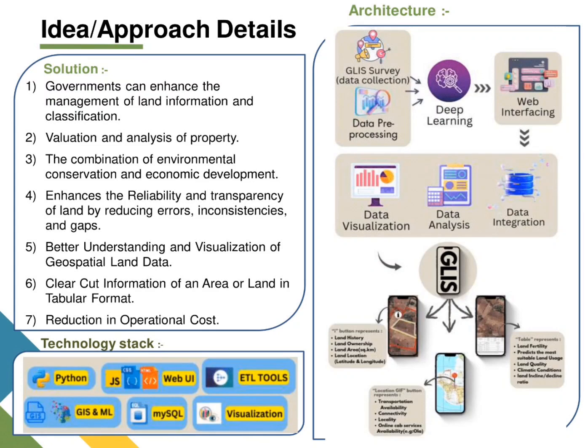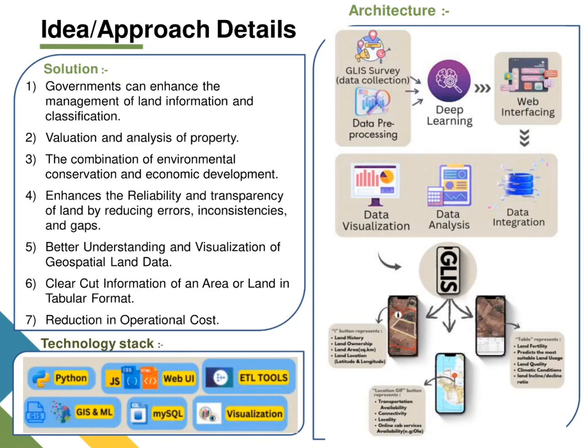After collecting all the data, we'll be presenting it in the form of an app. In the architecture, we have mentioned a few features which will be included in the app. The first feature is selecting a piece of land. After selecting a piece of land, we'll be providing an I button for it. After clicking on the I button, we'll get information such as land history, land ownership, land area in square kilometers, and land location, latitude and longitude wise.